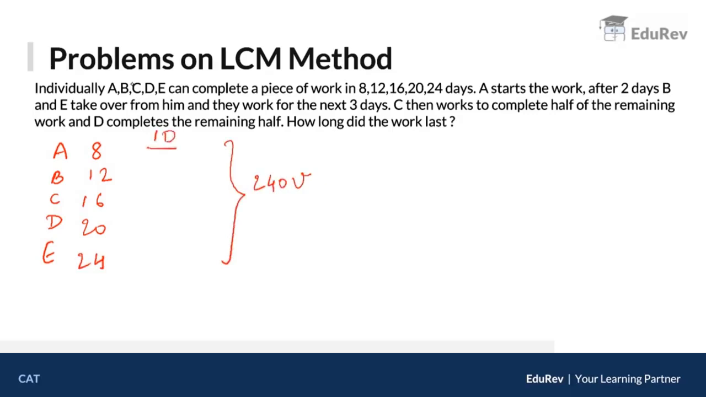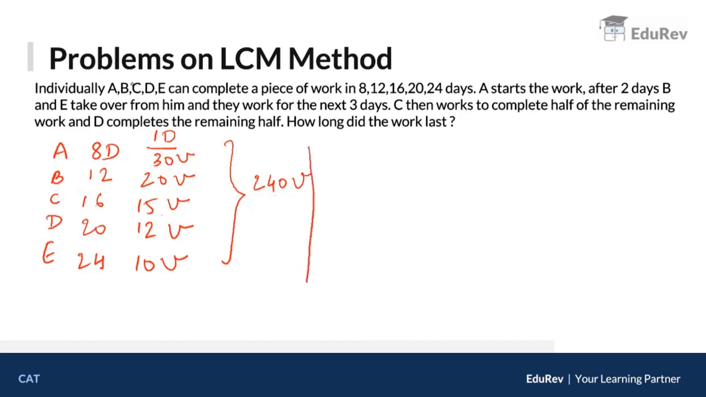In 1 day, A will do how many units? Because A takes 8 days, in 1 day A will do 240 upon 8, which is 30 units. B will do 12 twos are, so this will be 20 units. C will be doing 15 units because 16 into 15 is 240. D will be doing 20 into, so this will be 12 units, and E will be doing 10 units. Okay, these are the individual units they can do in one day. We are not going to add them because they are not working together.